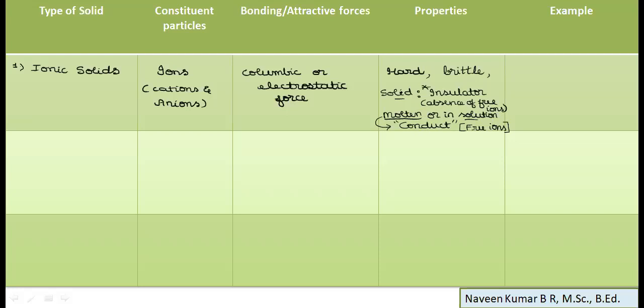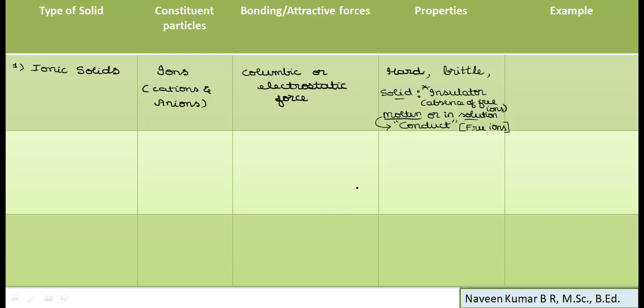So for example, if we take NaCl in the solid phase, NaCl will not conduct any electricity. Whereas if you dissolve NaCl in water or if you melt the NaCl, that solution of NaCl will allow the passage of electricity.